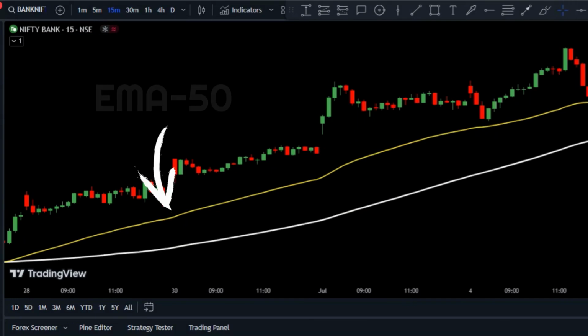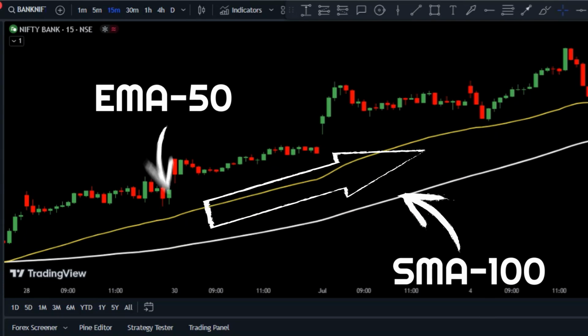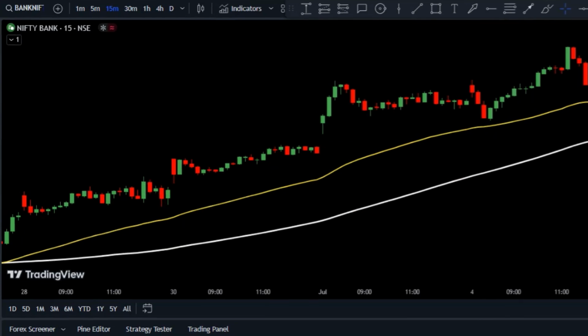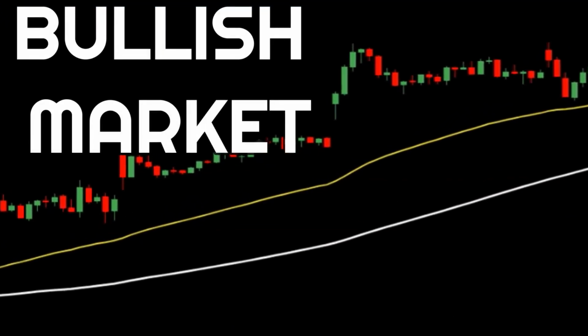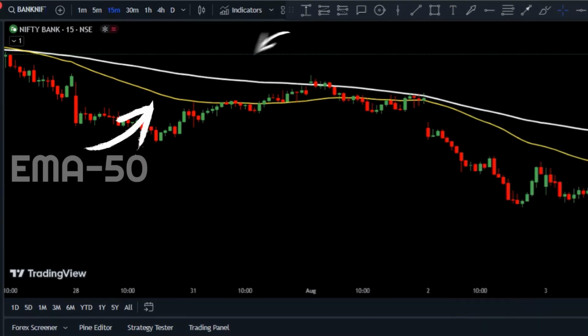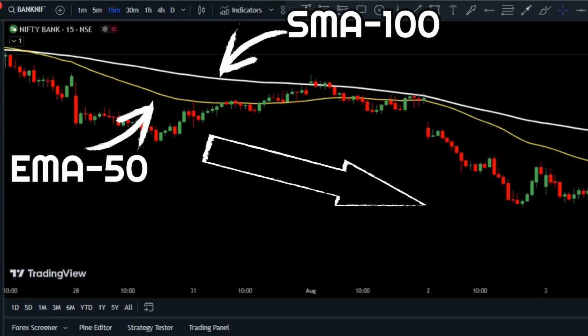When the EMA 50 is above the SMA 100 and both are going up, it means the market is on a bullish ride. So you should focus on buy signals to get into the market. On the flip side, if the EMA 50 is below the SMA 100 and they're both sloping down, it signals a bearish market and you should only consider sell signals to jump in.